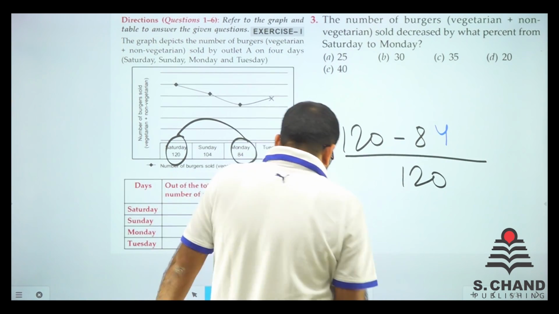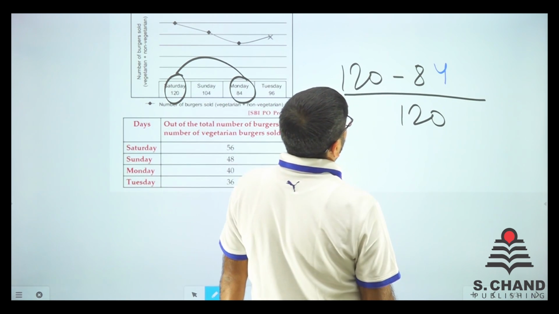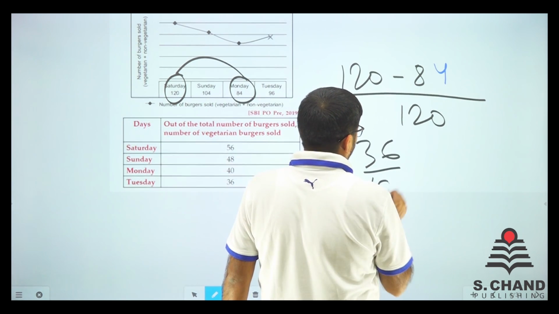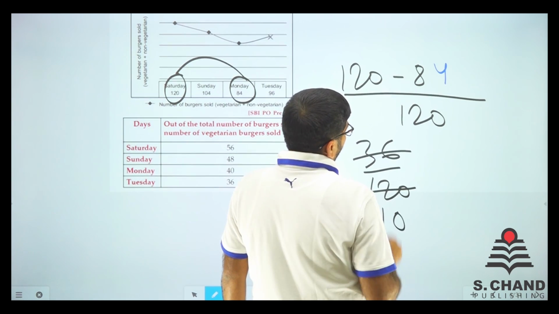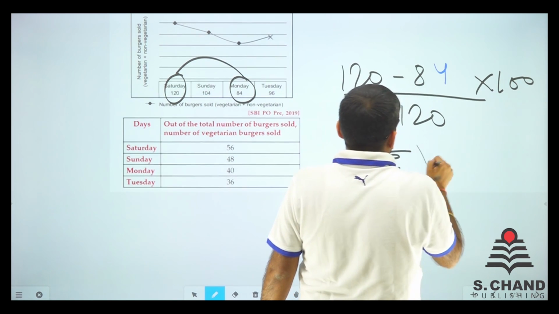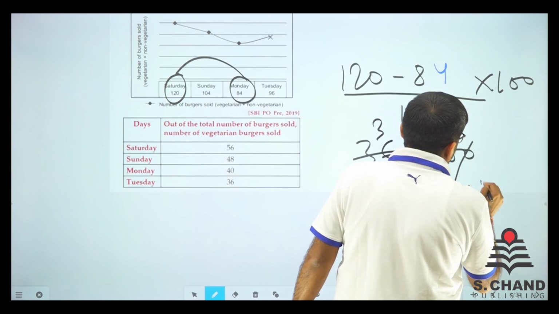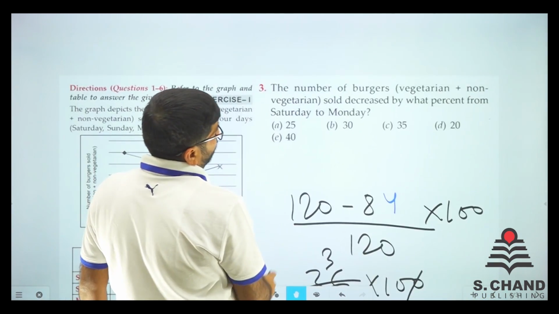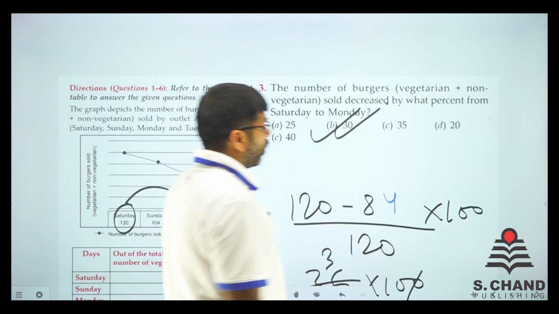So 120 minus 84, what is it? 120 minus 80 is 40, so it will be 36 by 120. So 36 by 120 is like 12 tens and 12 threes, and it is a percentage. So we multiply by 100, the zeros cancel, and 30% is the decrease. Is there any option called 30% in the question? Yes, we do. So here we go, 30, right? We move on to the next question.